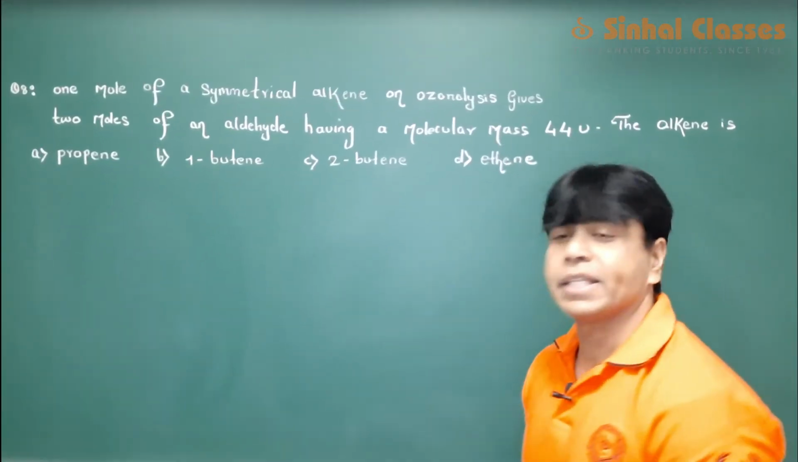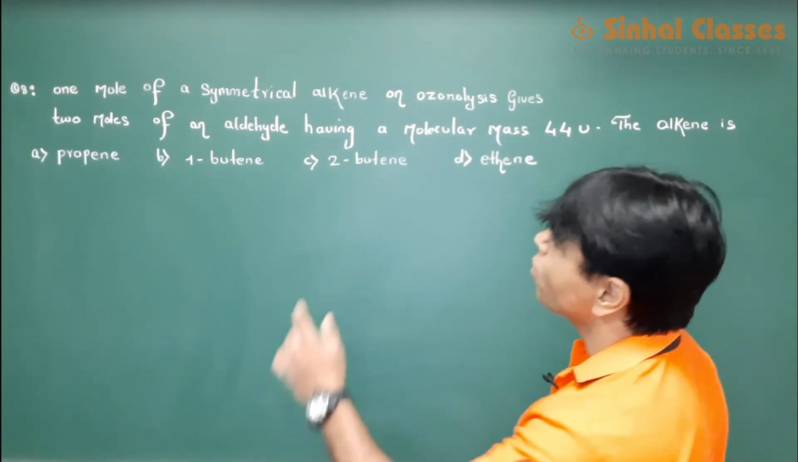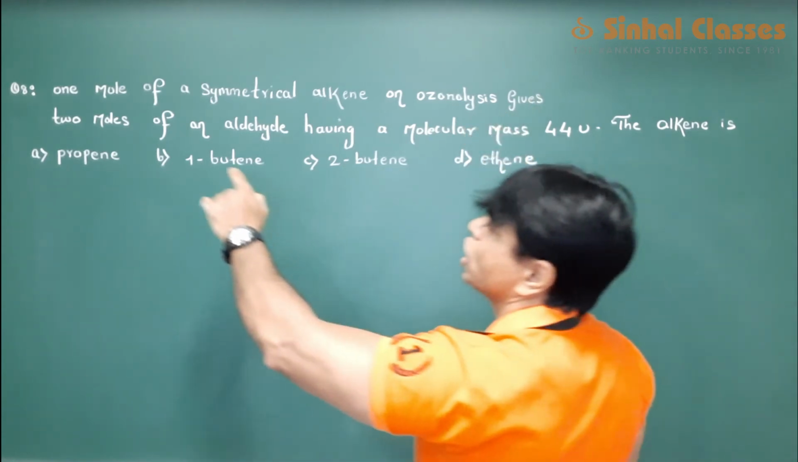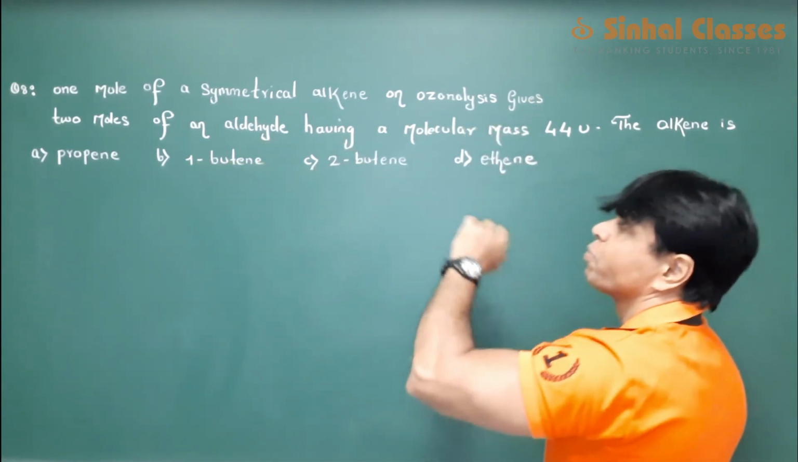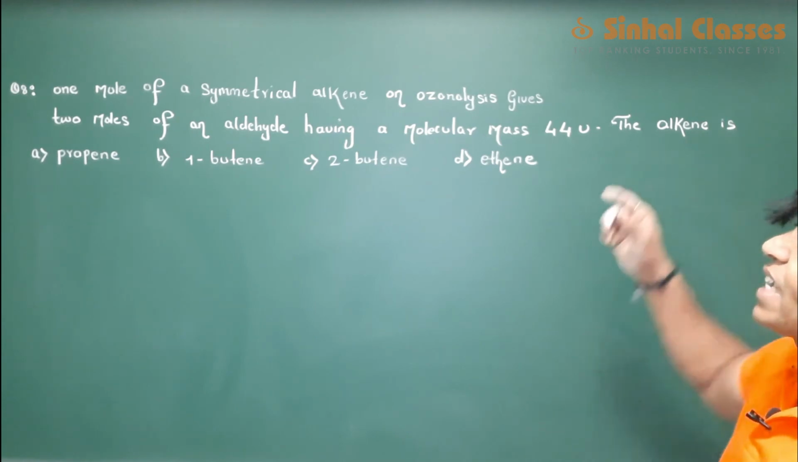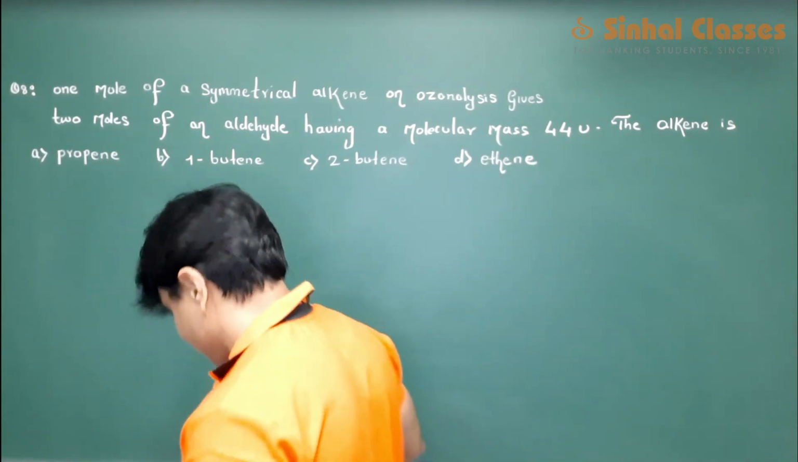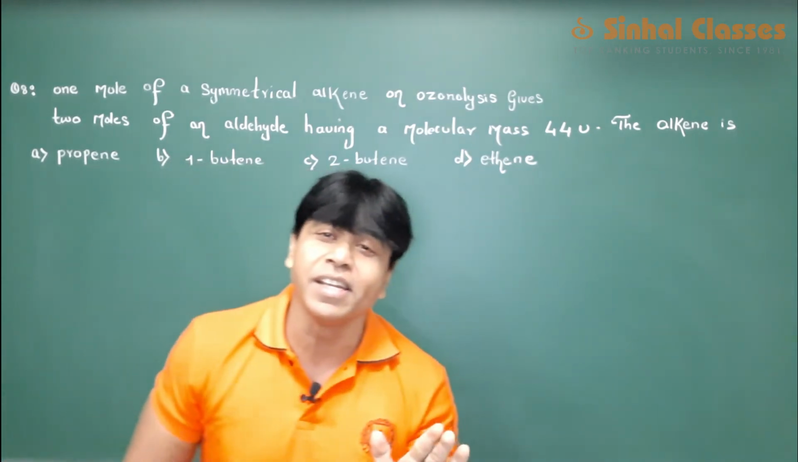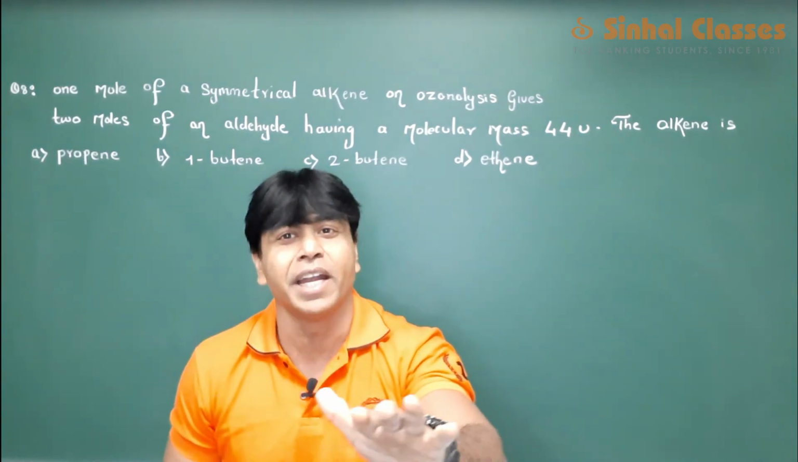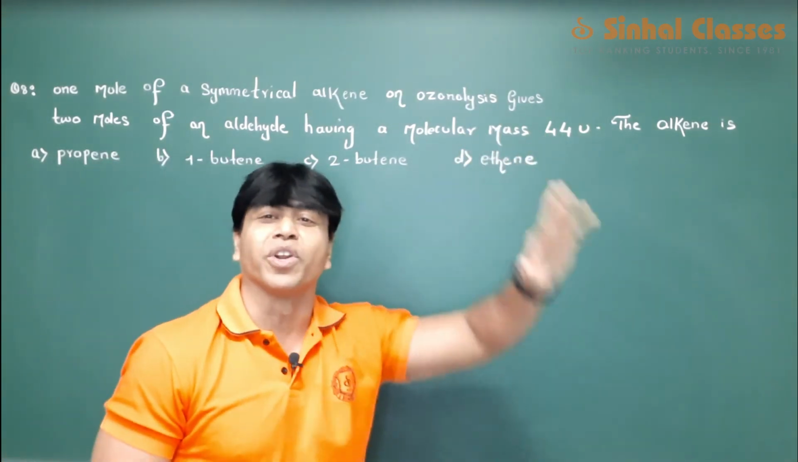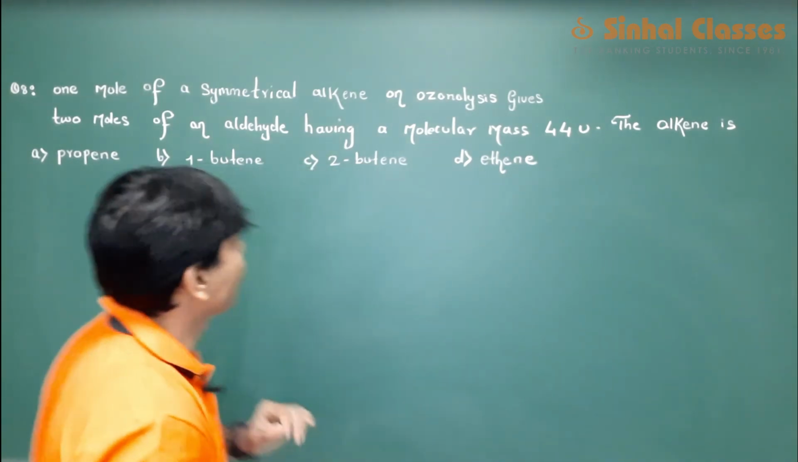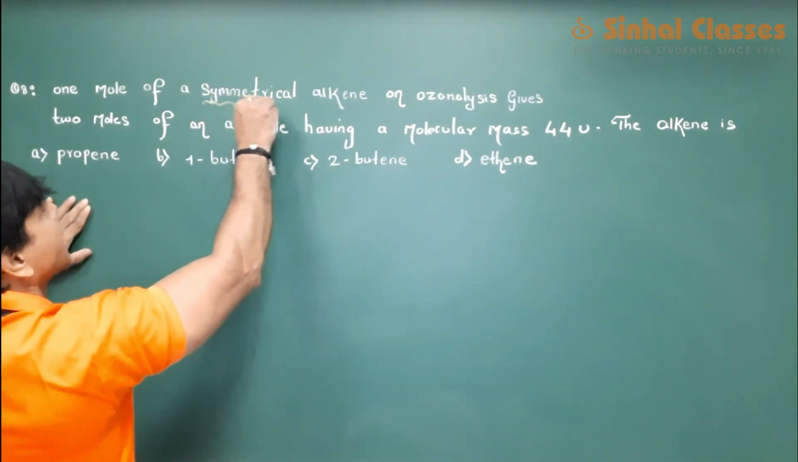Let's see this question now. 1 mole of a symmetrical alkene on ozonolysis gives 2 moles of aldehyde having molecular mass 44. The alkene is... Now you want an alkene which on ozonolysis will give you an aldehyde whose molar mass is 44. See what they have done. They have given you a very important hint. And what is that? It is symmetrical alkene.